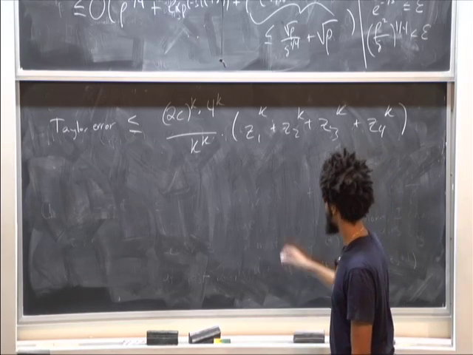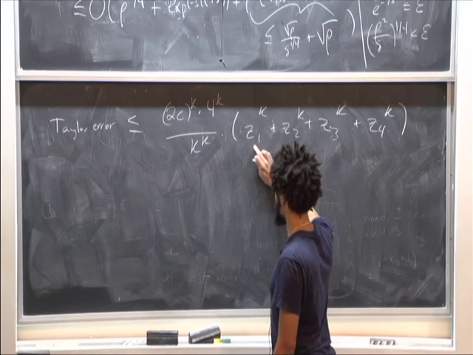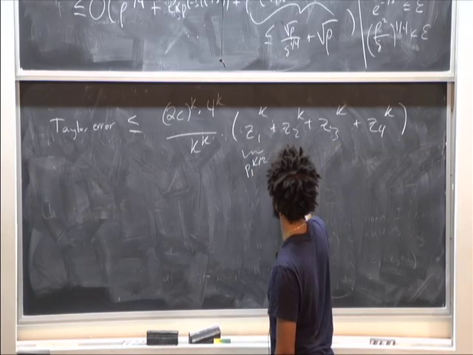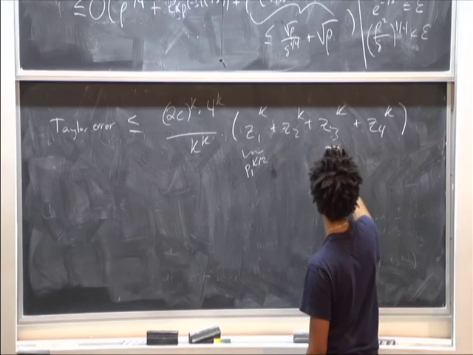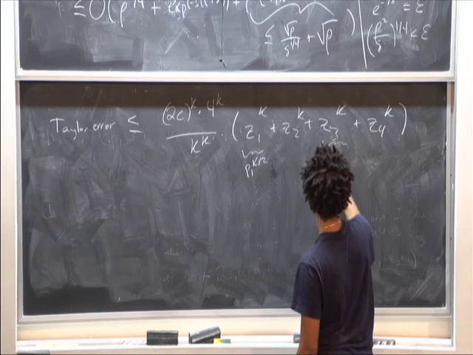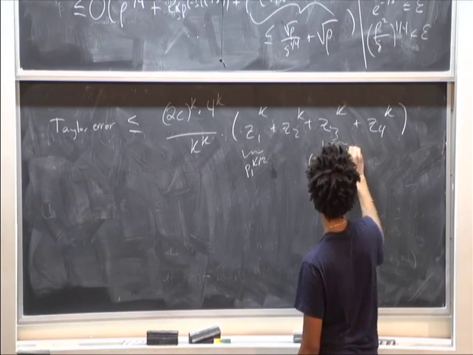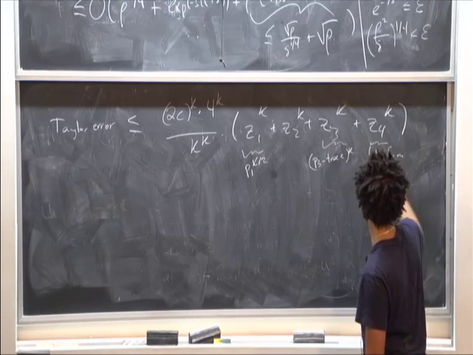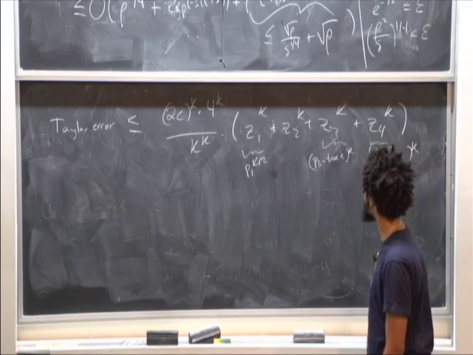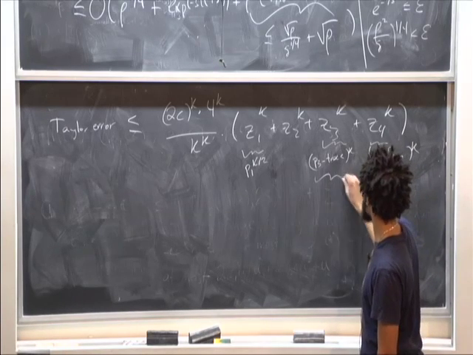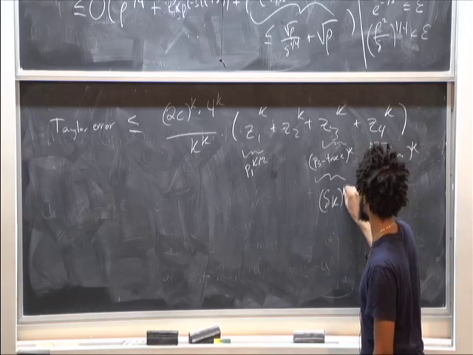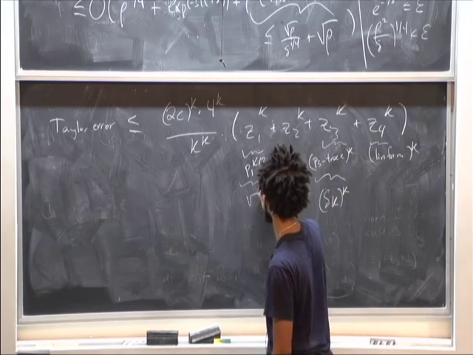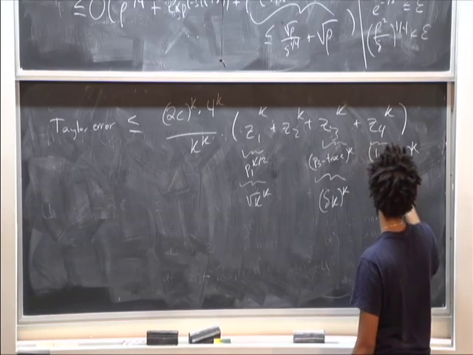And remember, this is root p1, so it's like p1 to the k over 2. Also p2 to the k over 2. This is going to be p3 minus the trace to the k, and this is going to be some linear form to the k. This is like delta k to the k by Hanson-Wright, or the max of that in root k to the k. This is like root k to the k, and that's like root k to the k.